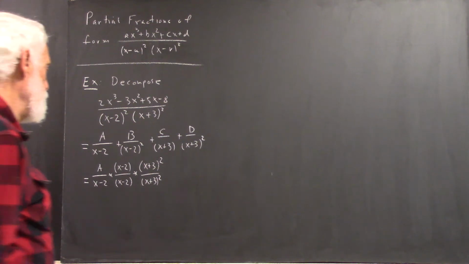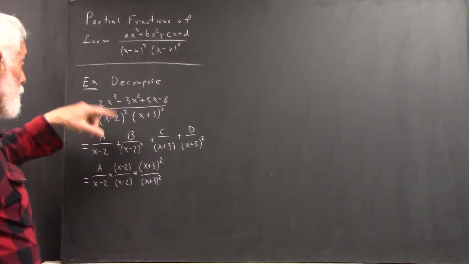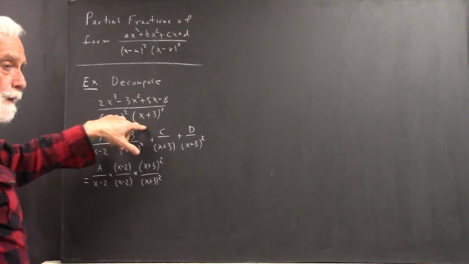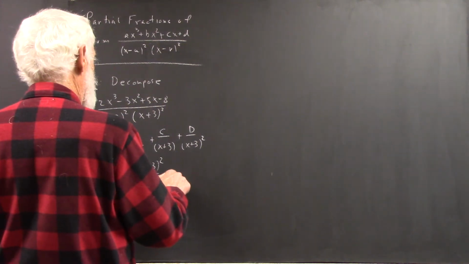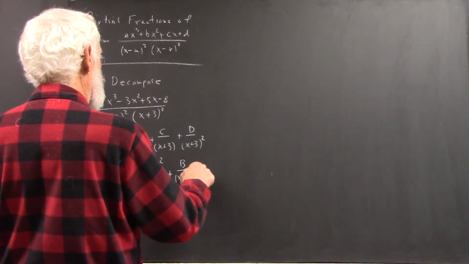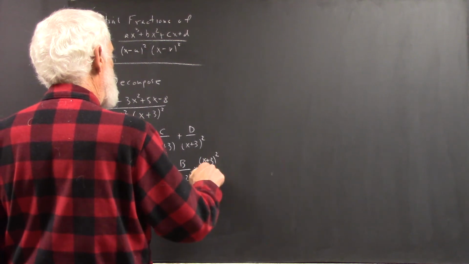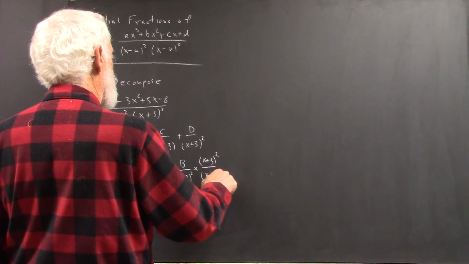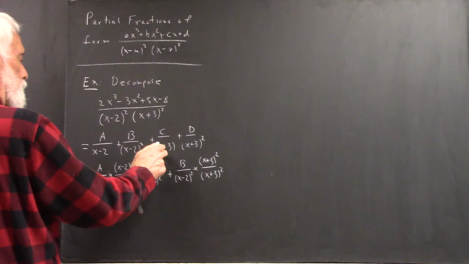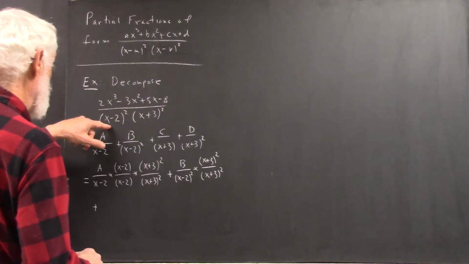Well, now, to get B over the quantity x minus 2 squared into a form with a fraction with the denominator equal to this original denominator, we don't need to do quite as much. We've already got x minus 2 squared, so all we have to do is multiply by x plus 3 squared over x plus 3 squared. And then to that, we do the C over x plus 3. Well, we've got an x plus 3, we need another one, and we need an x minus 2 squared.